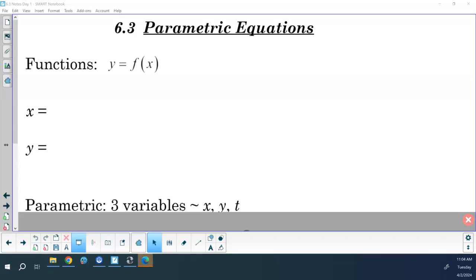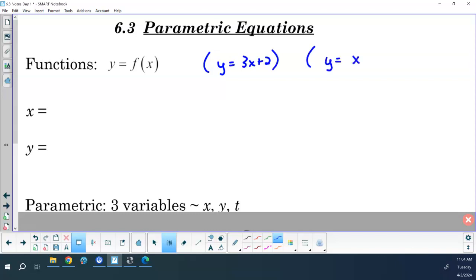Sorry, I had to get down my. Okay. So in a normalized function, we would have y equals f of x. So that could be a line like y equals 3x plus 2. That could be a quadratic, y equals x squared plus 6x plus 8. Okay? All those different things, those would be our normal type of function that you're used to.